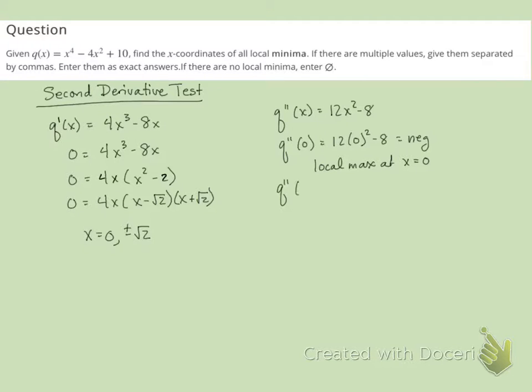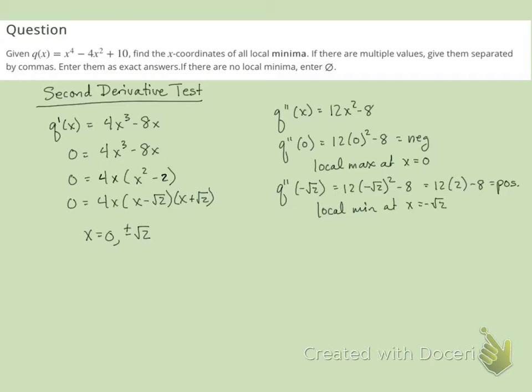Then let's try the negative square root of 2. That's going to be 12 times negative square root of 2 squared minus 8. And this is 12 times 2 minus 8. We don't care what that value is, we just know it's positive. You can go ahead and find it if you want to. But because we have a positive value, we know that we have a local minimum at x equal to negative square root of 2.